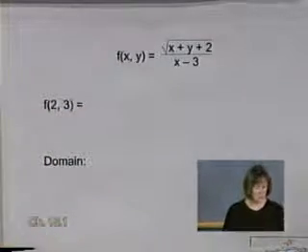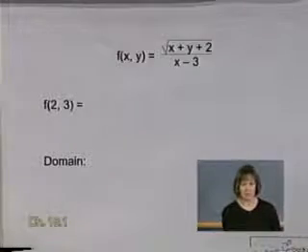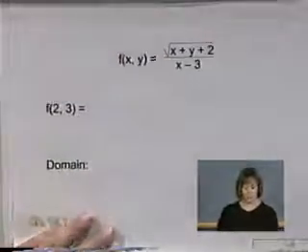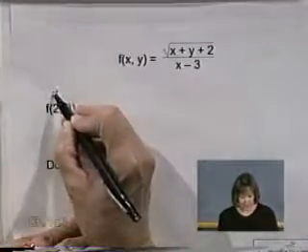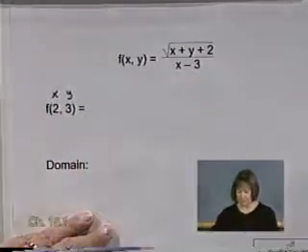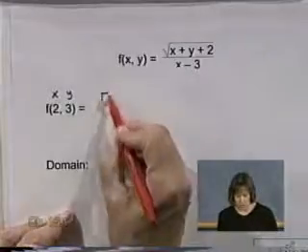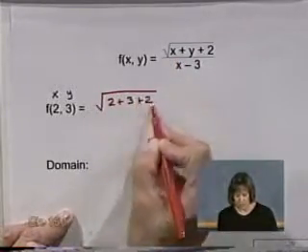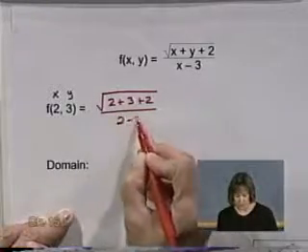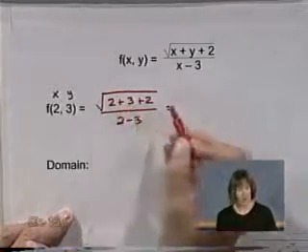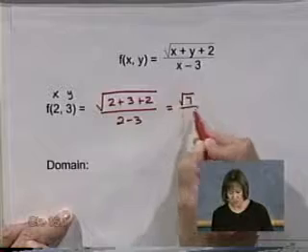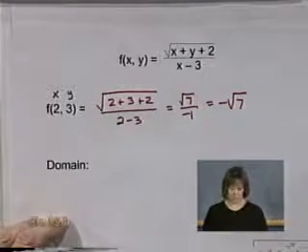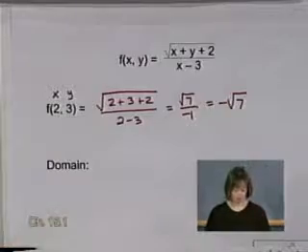And quite simply, even if I didn't go over this, I think you would be able to figure it out on your own. If I wanted to evaluate f of 2 comma 3, you'd be plugging 2 in for x and 3 in for y. So you would get the square root of 2 plus 3, which is 5, and 2 more is 7, so the square root of 7, over a negative 1. Or minus root 7. That's all there is to it.